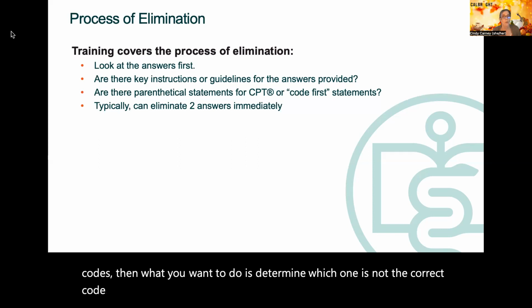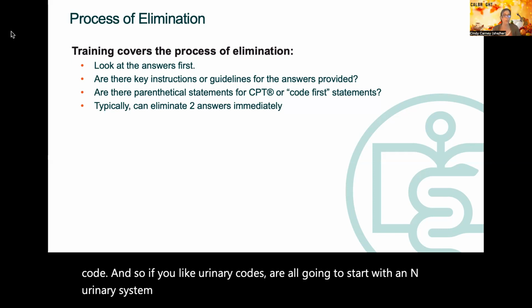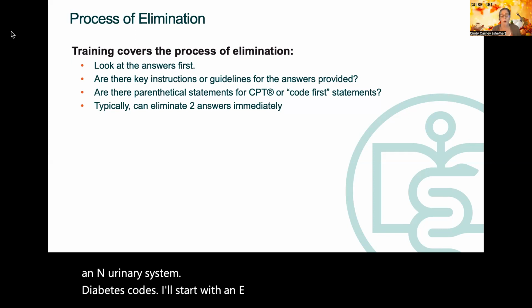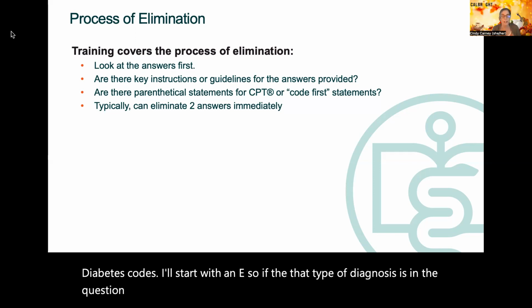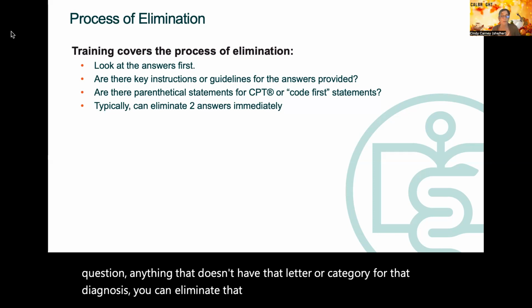So, like, urinary codes are all going to start with an N, urinary system. Diabetes codes all start with an E. So if that type of diagnosis is in the question, anything that doesn't have that letter or category for that diagnosis, you know you can eliminate that. So it's that process of elimination.